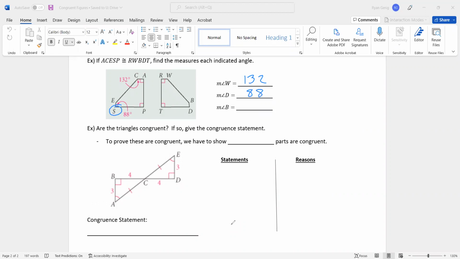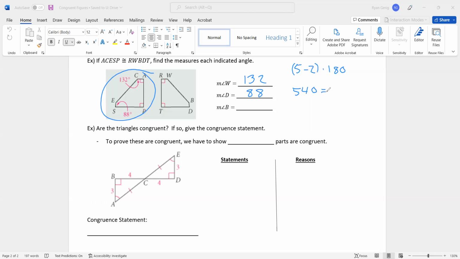Now the next one's a little tricky because I need to find measure of angle B. Well, B matches up with E, but I don't know E. Could I find E? Yes, I can. Angle E is the only missing angle in this polygon. It's a pentagon. So a pentagon has 5 sides, right? This goes back to what we learned in the last unit. How many total degrees are there? 5 sides minus 2 times that by 180. You should get 540.